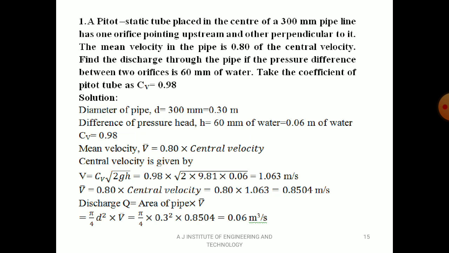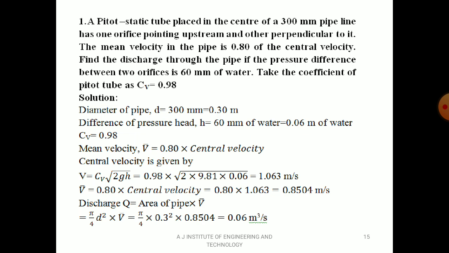Find the discharge through the pipe if the pressure difference between the two orifices is 60 mm of water. We are supposed to find capital Q, the discharge, when the pressure difference between the two orifices is 60 mm of water. So what is the pressure difference between the two orifices? This is small h. Don't get confused with small x; there is no manometer in this case. So it is small h, the differential head, given in the question as 60 mm of water, since the flowing fluid is water. Take the coefficient of pitot tube Cv equal to 0.98.